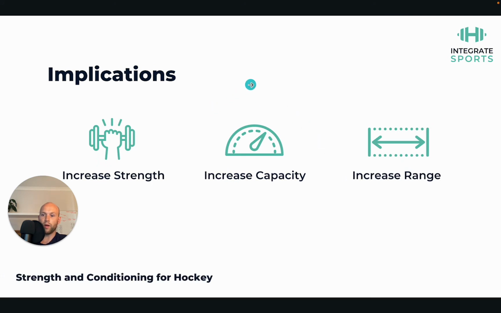So implications-wise, there are three very clear things we can do. We can increase strength, so this is increasing the amount of force that an athlete can express at a joint, both locally and globally. Increase capacity, so this is, for example, if we go back to the ankle analogy, increase the number of calf raises an athlete can achieve, because by increasing the capacity, we increase the work capacity of the joint, and that means that we can tolerate more work.